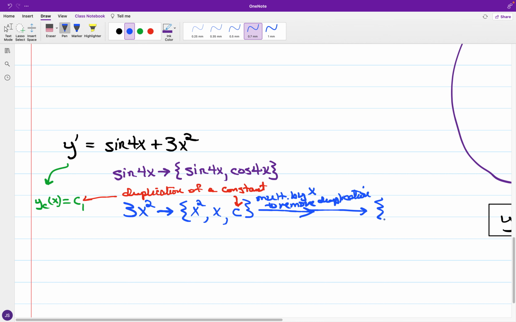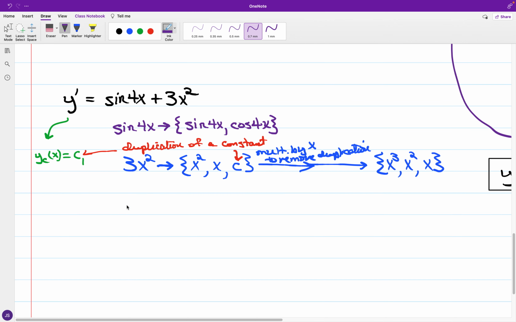So what's going to happen here is that what was x squared becomes x cubed. What was x becomes x squared. And what was the constant? Okay, we're going to have an x. So looking at what we have with y sub p, we can set up some terms here.